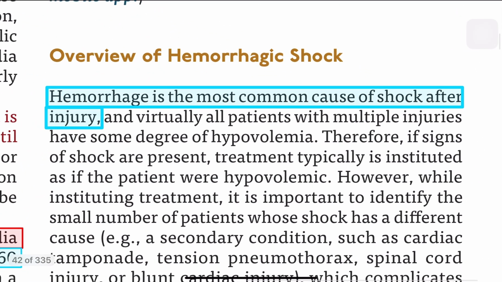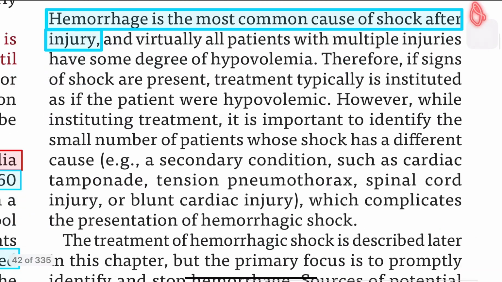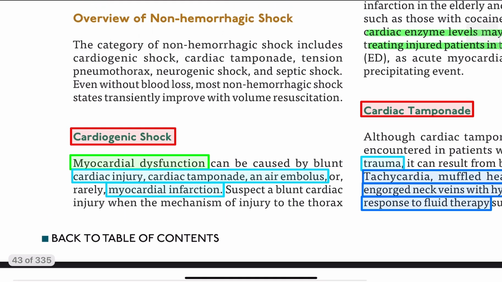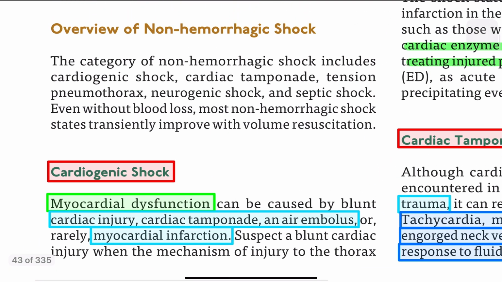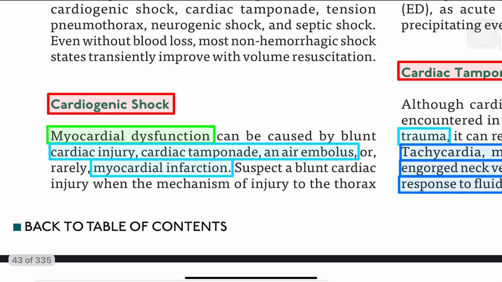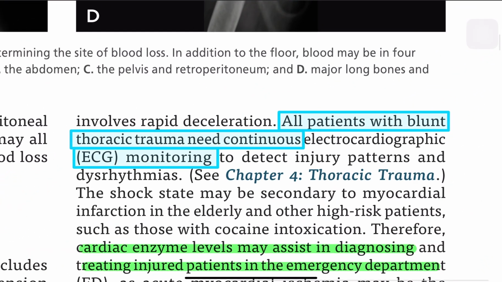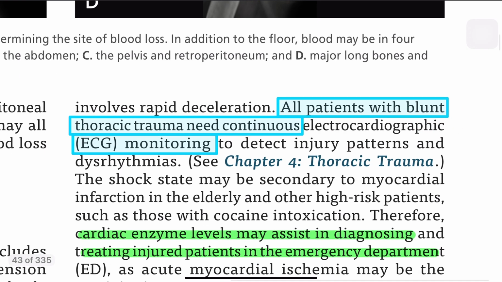Hemorrhage is the most common cause of shock after injury. There are a few non-hemorrhagic causes of shock. The first one is cardiogenic shock, which is myocardial dysfunction, maybe due to cardiac injury, cardiac tamponade, air embolism, or myocardial infarction, MI. All patients with blunt thoracic trauma need continuous ECG monitoring. Important line.